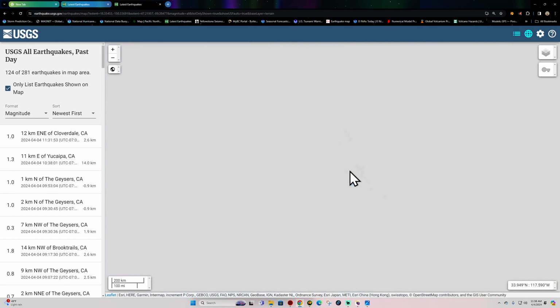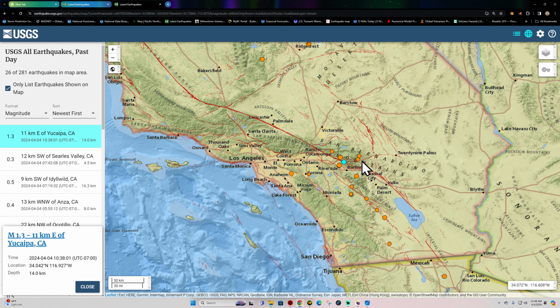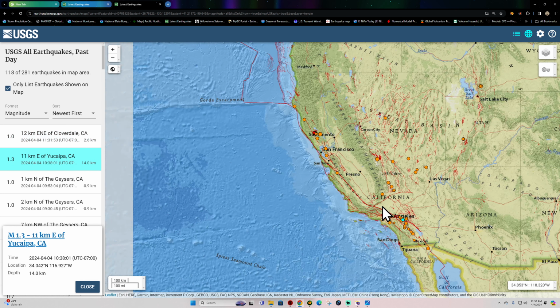All right, West Coast activity. Looks like California had a little bit of activity here on the San Andreas Fault. That's going to be one of these earthquakes here. 1.3 right smack dab on the plate boundary itself. A little bit here on the Pacific and a little bit on the North American side of the plate boundary. Nothing major going on here today.